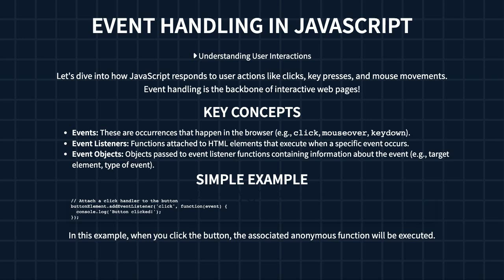Basically, it's all about making sure that when a user clicks a button, or types in a form field, or even just hovers their mouse over something on the page, our code knows to respond. There are key concepts like events themselves. Those are things happening in the browser, like a click or a key press. Then we have event listeners, which are functions that wait for specific events and then do something when they happen. And finally, there are event objects, which give us information about the event itself, such as what element triggered it.